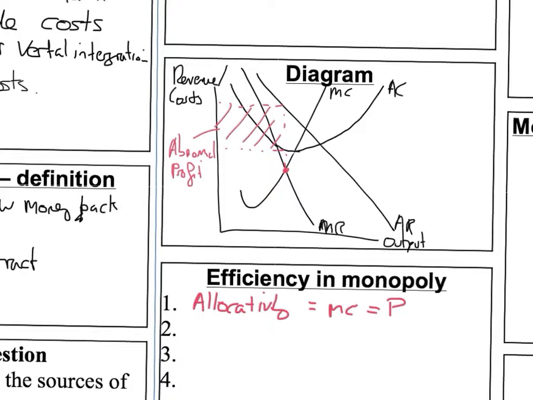Anyway, secondly, they're not productively efficient. Right, and this is why they're not productively efficient. To be productively efficient, you have to be producing right at the bottom of the AC curve. Now, my diagram's not very good, but you can see they're producing at slightly higher costs than the bottom of the AC curve, which means they're not productively efficient. So to be productively efficient, you have to be at the lowest point of AC.